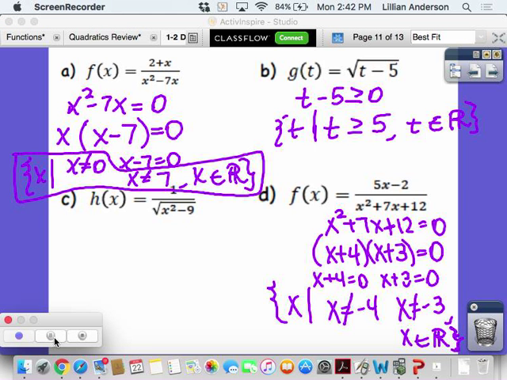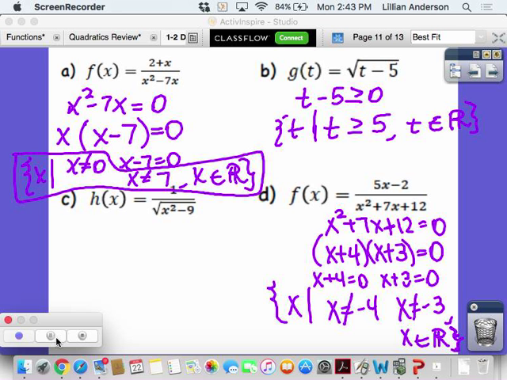Hard and not hard. All right, for C, we kind of have a double thing here. Not only do we have a denominator, but we have a radical inside the denominator. So that makes it a few more steps that we have to do. Because normally, if it was without the radical, we would just set the denominator equal to 0. And if it was just the radical, we would just set the stuff underneath the radical greater than or equal to 0.